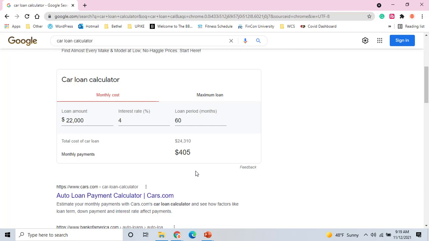Now, there's one thing to note here. We talked about your total cost of the car loan, the total amount, and this calculator gives it to you. It's $24,310. What that means is we're paying back our principal amount of $22,000, but in total we are paying the banker or the lender $24,310. So we just subtract the $22,000 out of this, and that means we are paying $2,310 to the bank or the lender as their fee to borrow the money to pay for this car.